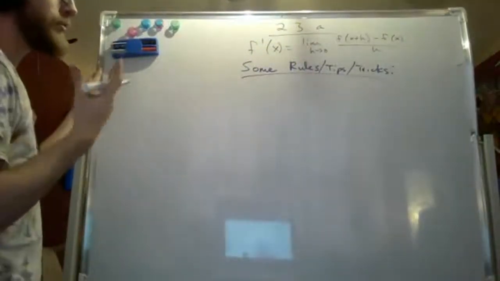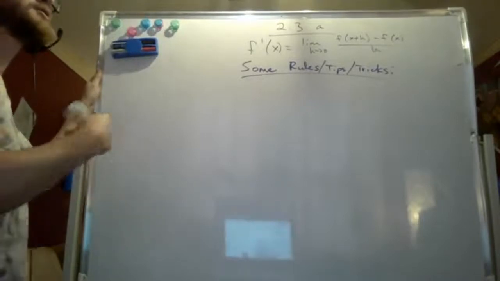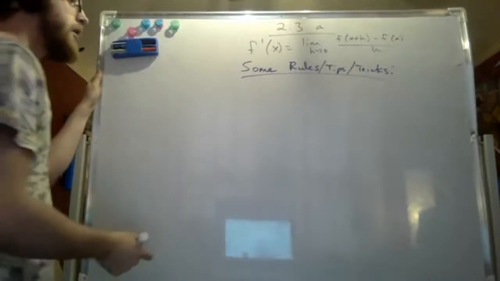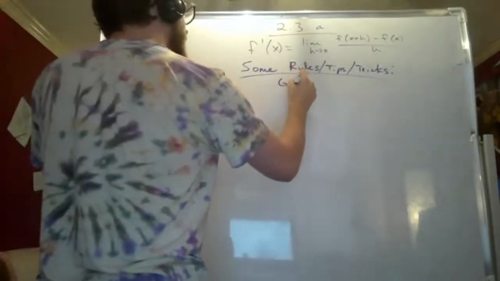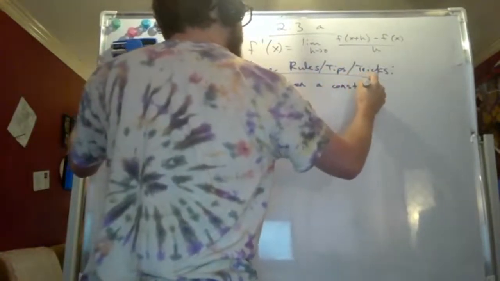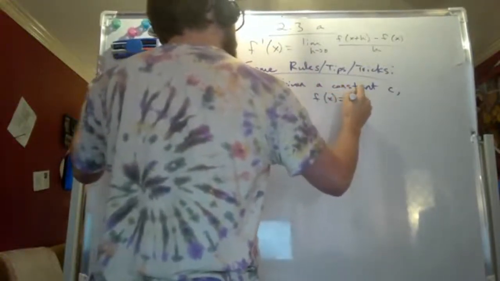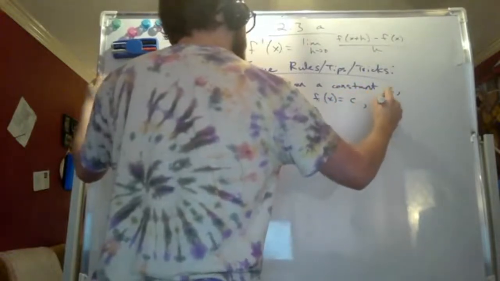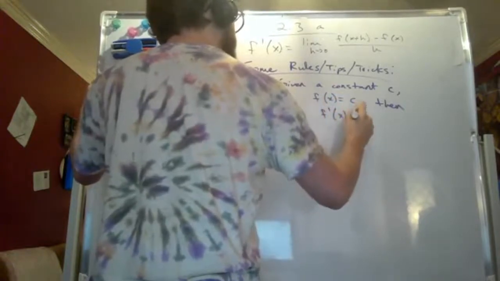So trick number one, and really we touched on this in the last section, we just didn't fully describe it, that's going to be true all the time. Anytime you have, given a constant real number c, if f of x equals c, then the derivative f prime of x is going to equal 0.